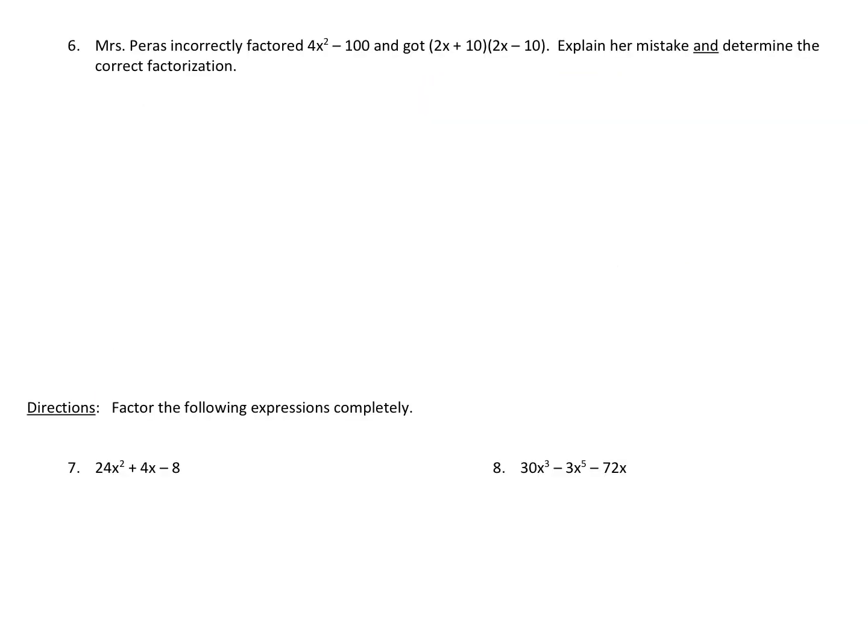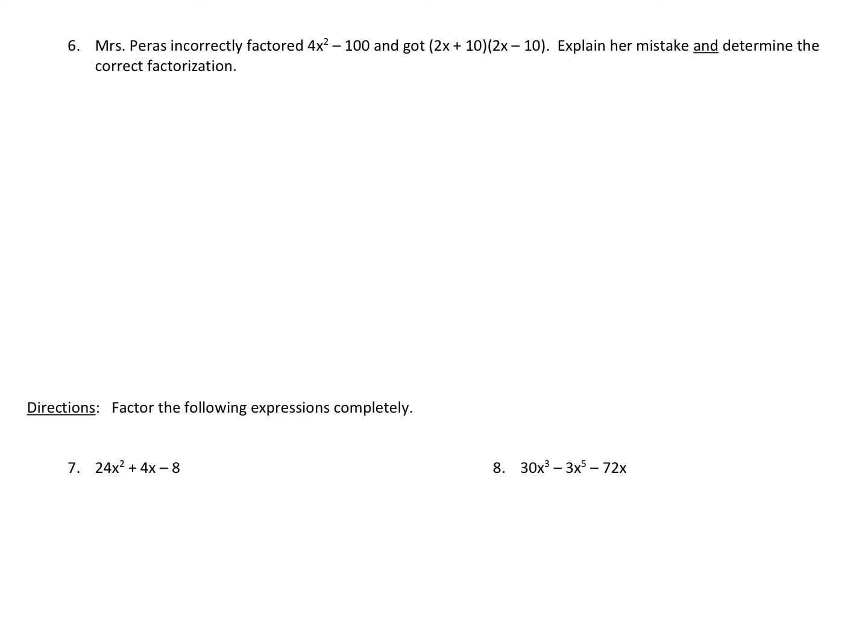Okay, so number 6 says Mrs. Paris incorrectly factored this expression and got these factors. Okay, it says to explain her mistake and determine the correct factorization. So be careful. Explain means you have to put into words what she did wrong. And then after that, we have to show how to factor it correctly.